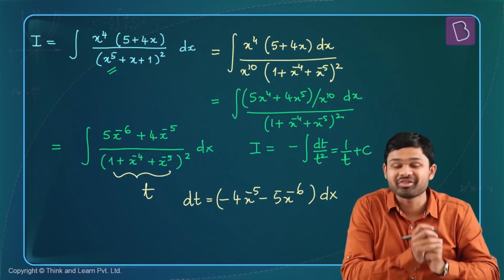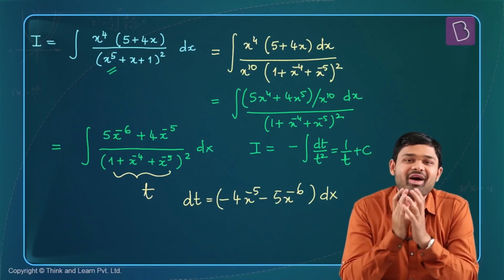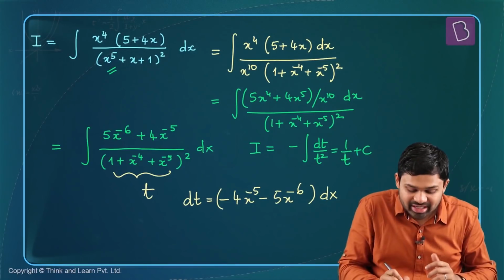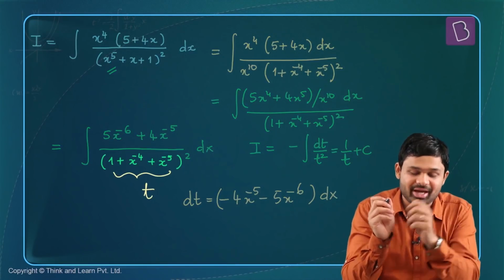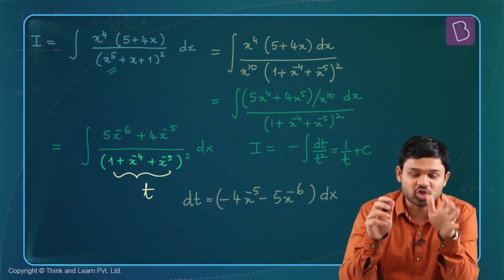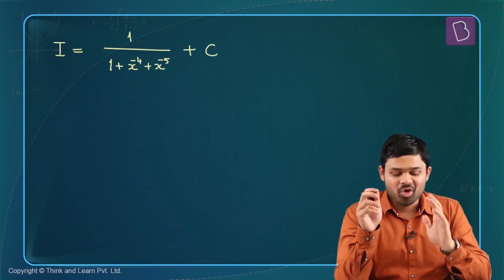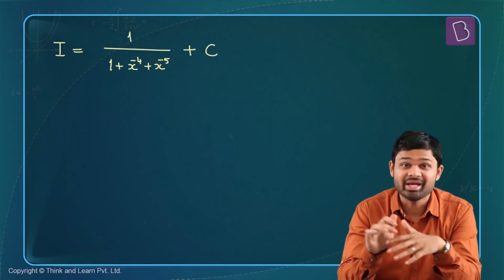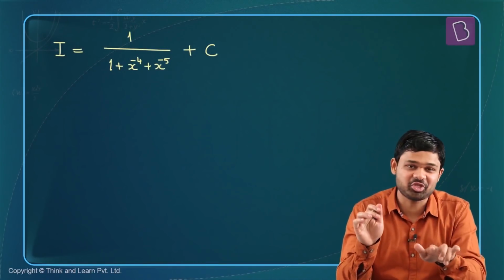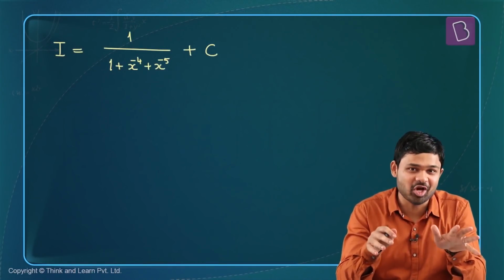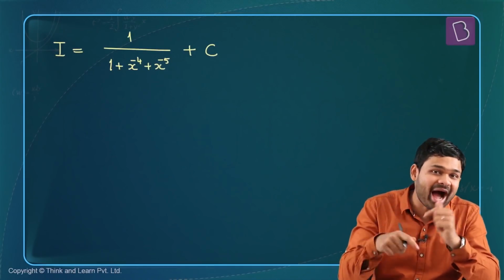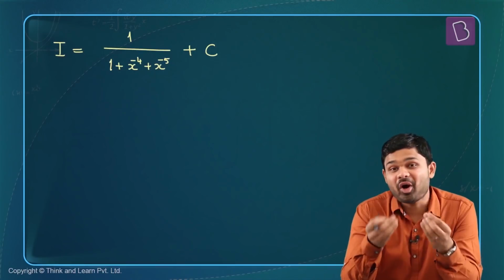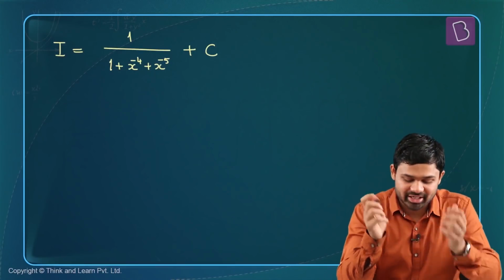That's the constant of integration. So the value of the integral is nothing but 1 by t plus the constant of integration. T is nothing but 1 plus x raised to minus 4 plus x raised to minus 5. So the value of the integral is 1 by 1 plus x raised to minus 4 plus x raised to minus 5 plus the constant of integration. And definitely in these questions, this will not be one of the options, because you have to go back to the terms which have positive powers in the denominator.